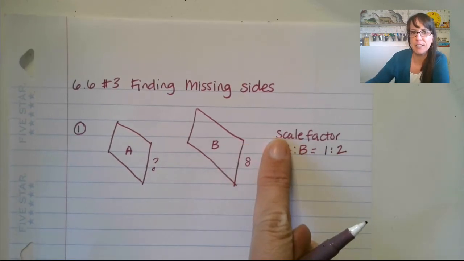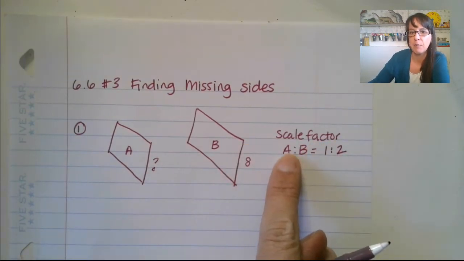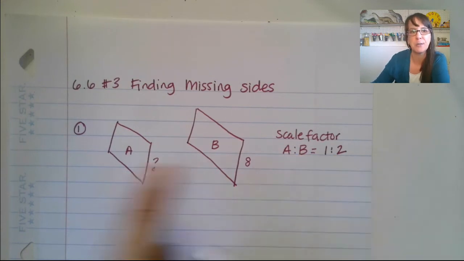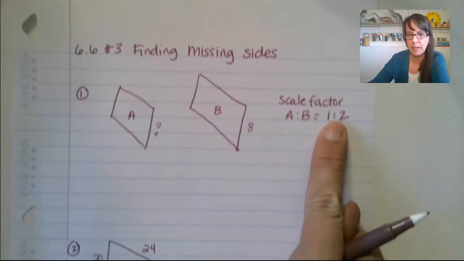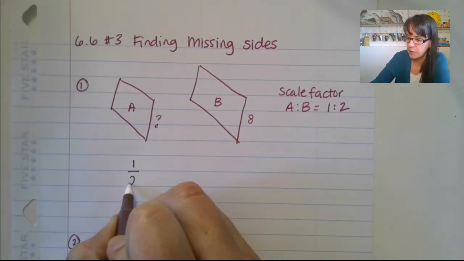First things first, we have our scale factor given here. That means from A to B, we go from 1 to 2. So every one unit here, we're going to have 2 over here. Take your scale factor, write it as 1 over 2 equals.